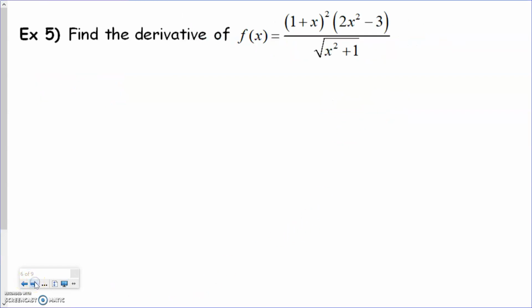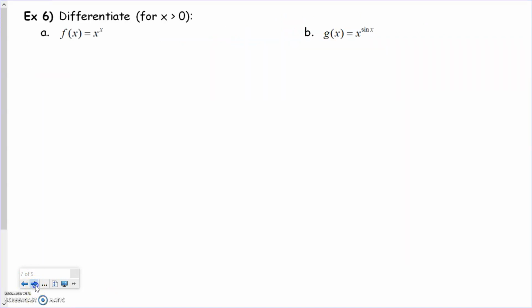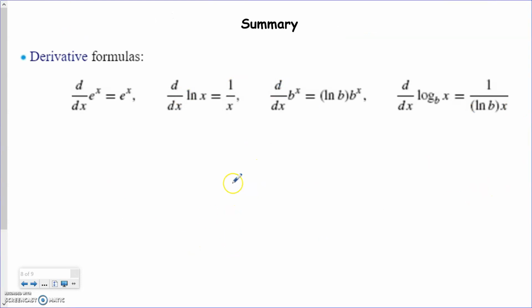Okay. We are taking this problem out, that's logarithmic differentiation. We don't need to worry about this one either. So here's our summary of what you need to know. There's a lot more in this section in the book, but it's really just that first part.